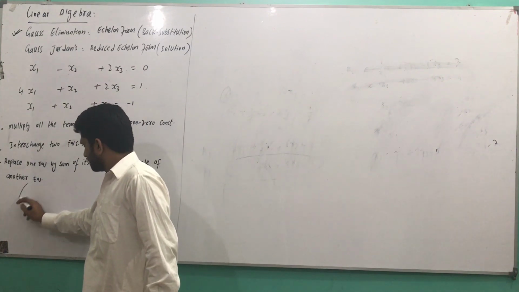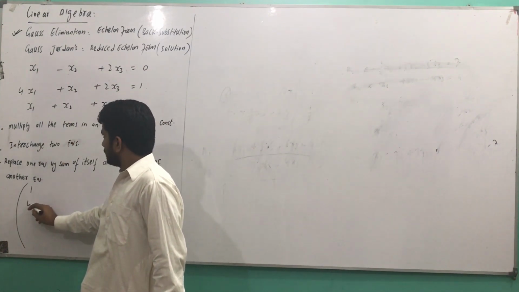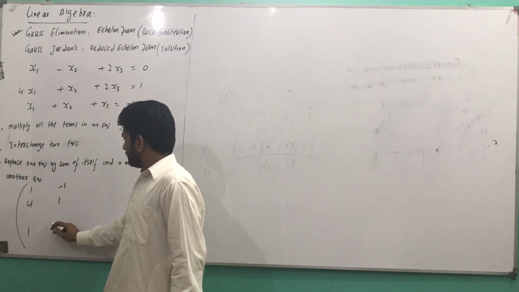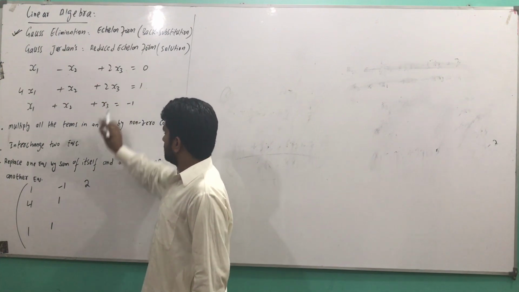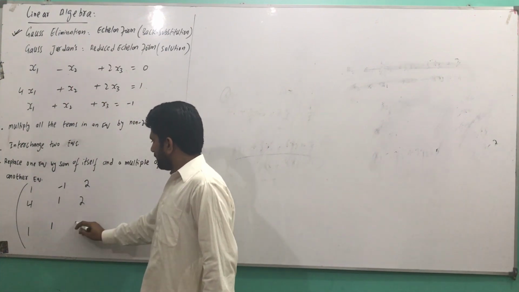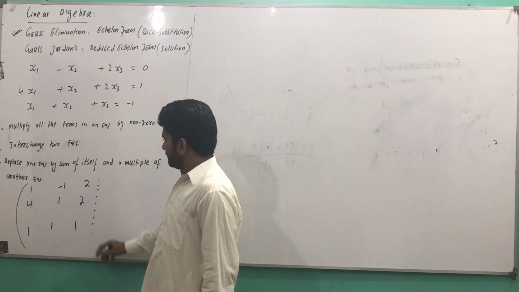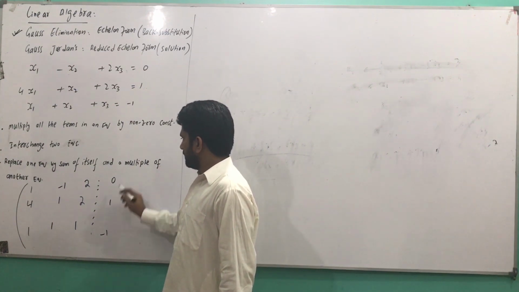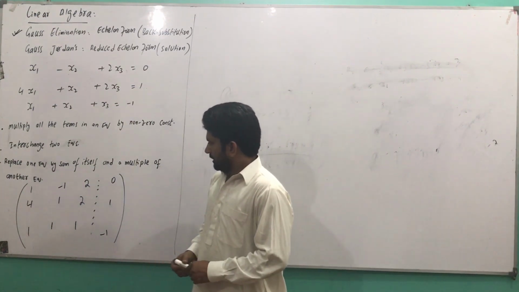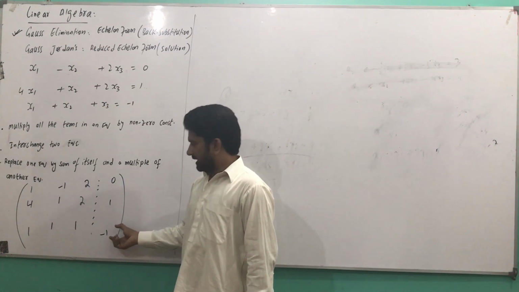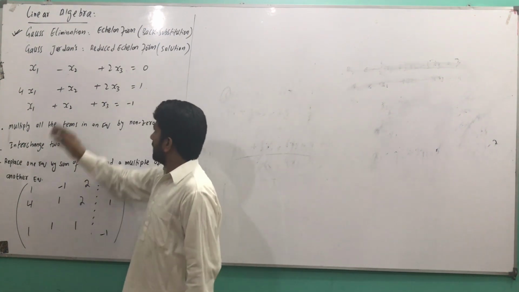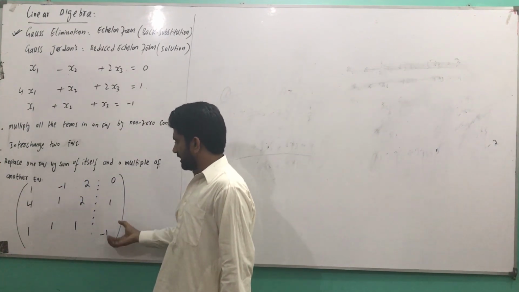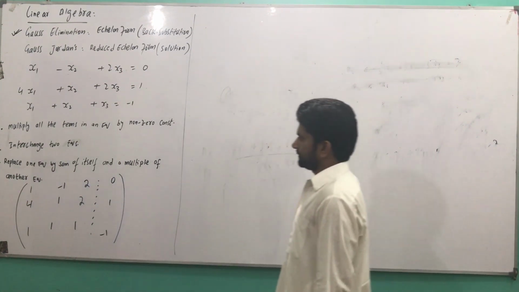Write the coefficient matrix. This is 1, this is 4, this is 1, this is minus 1, this is plus 1, this is again 1, here you have 2, here you have 2, and here you have 1. This is the augmented matrix, and this is 0, 1 and minus 1. This complete matrix is the augmented matrix and this part is the coefficient matrix, because you have written the coefficients of the variables, and when you write the right-hand side as well, the complete matrix is the augmented matrix.